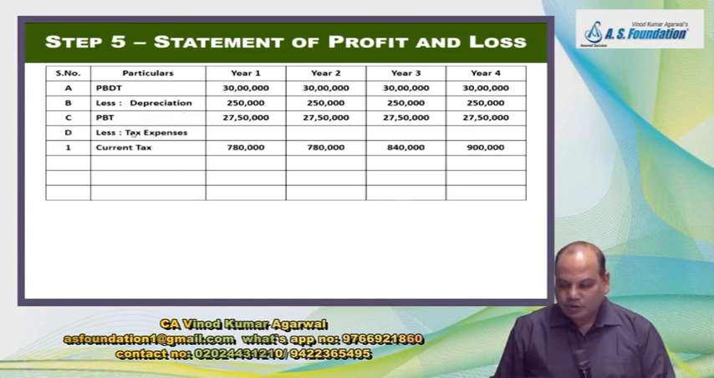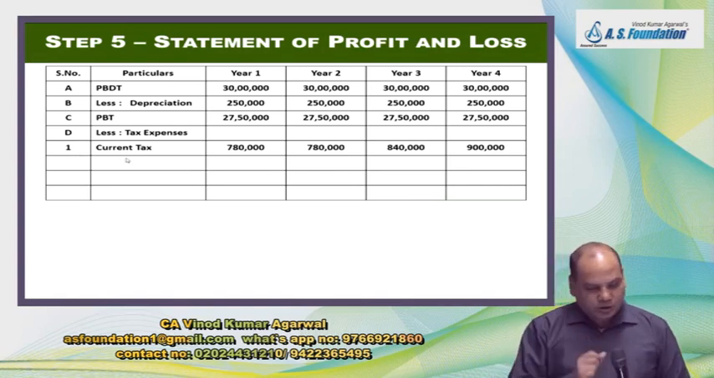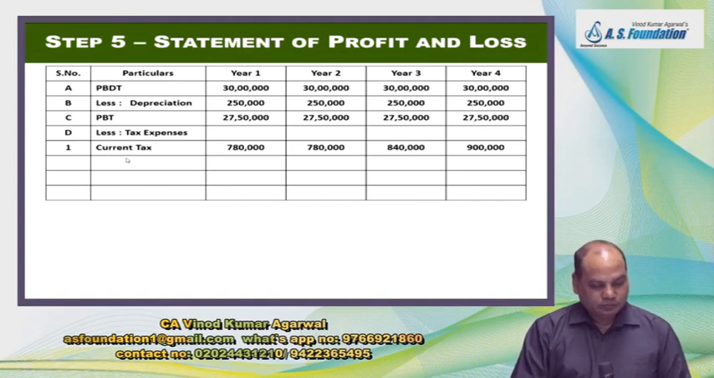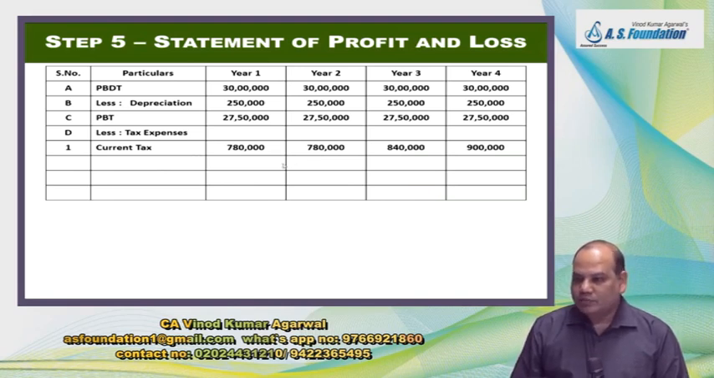Point D, less tax expense. Under that 2 points we'll write separately. 1, current tax. Current tax, write down from step number 3. Go to step 3, copy. Check, is it 7,80,000? 7,80,000, 8,40,000, 9 lakh.